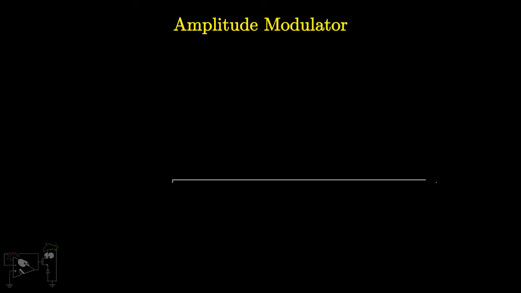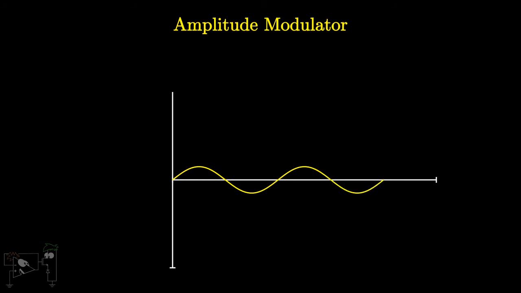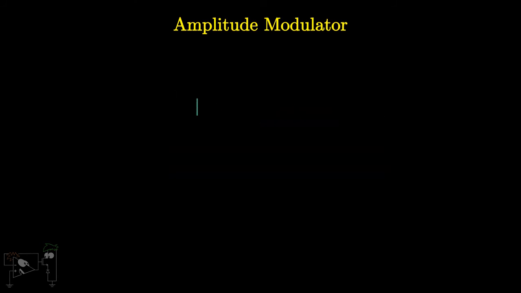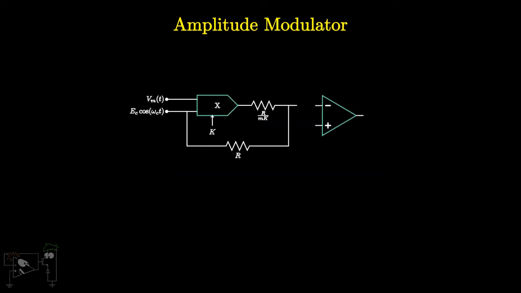The next application that we'll discuss is the amplitude modulation circuit. We want to shift a sinusoidal message signal to a higher frequency, known as the carrier frequency. This can be done by multiplying the message signal and carrier signal. This suggests that we will need a multiplier in the circuit. The circuit of the amplitude modulator is as follows.